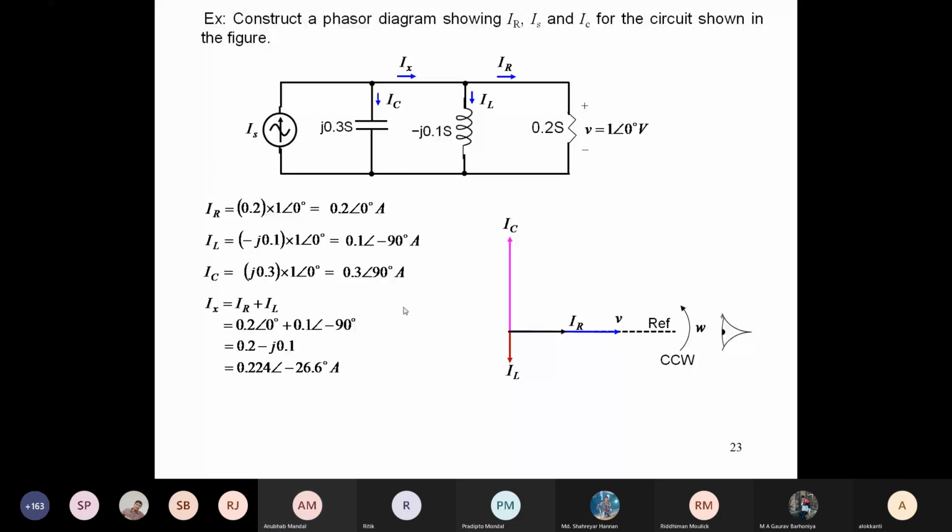Phasor notation, minus 26 degrees. So it is basically a combination of IR and IL. If you complete the rectangle considering IR and IL, it will be basically along the diagonal.